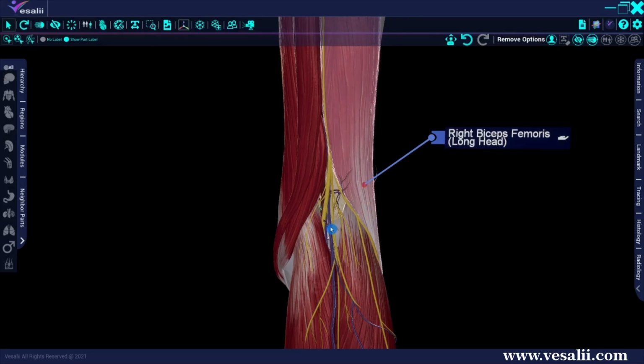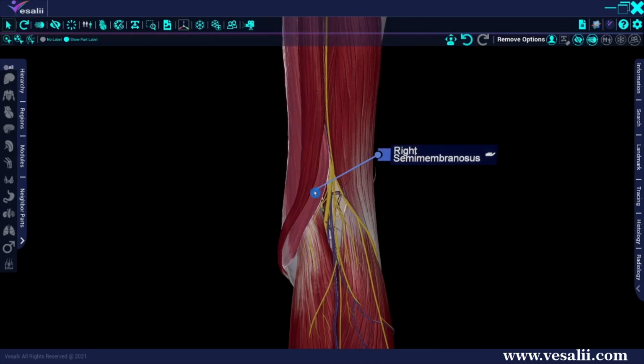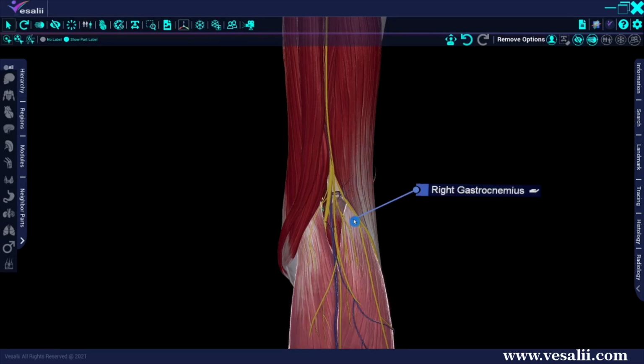The superomedial border is formed by the tendons of semimembranosus and semitendinosus, while the inferolateral border consists of plantaris and the lateral head of gastrocnemius, and the inferomedial border is made up of the medial head of gastrocnemius.